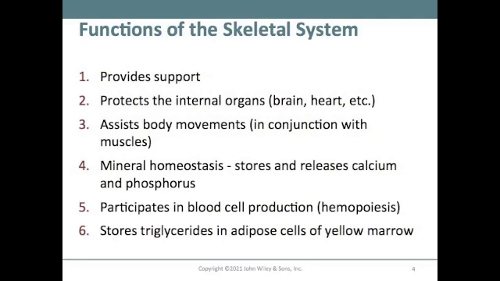So the skeletal system has several functions, and you can see those on page 178 in detail. But here we have an outline of that. So they provide support, they protect internal organs, they assist in body movements. They help with our homeostasis by storing or releasing calcium and phosphorus, among other minerals. They participate in blood cell production, and they store triglycerides in the adipose cells of the yellow bone marrow. And we'll talk about all this stuff as the lesson progresses.